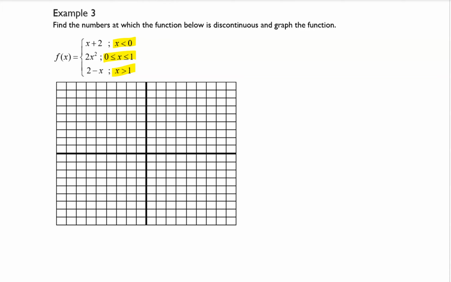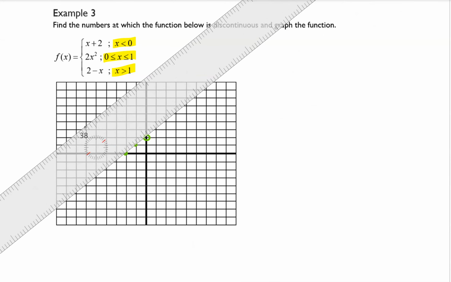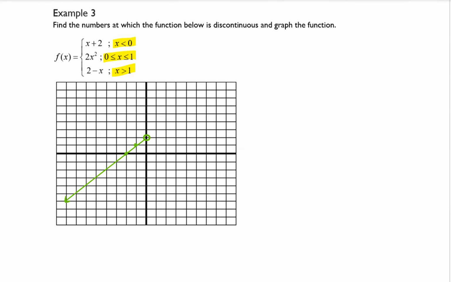It might be helpful to start and think about the graph first. When x is less than 0, we have the function x plus 2, which is a linear function with a slope of 1 that starts at the y-intercept of 0, 2. So I'm going to place, let me switch colors, an open circle at 0, 2, and then draw some points there to create my line. So we know that anywhere when x is less than 0, our function is going to look something like that.